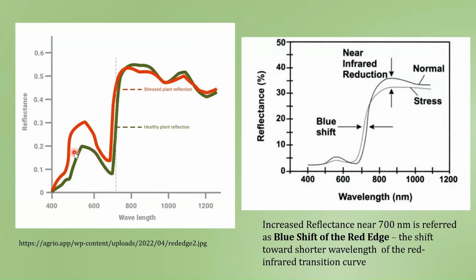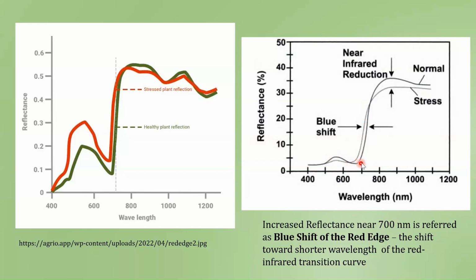Here we have two lines. The green one is showing the healthy plant reflection and the red one is showing the stressed plant reflection. We can see that the position of the red edge is shifted slightly towards the left and the overall reflection in NIR also decreases. This shift of the red edge towards the left, or towards the shorter wavelength, is referred to as the blue shift of the red edge. Here also we can see two lines.